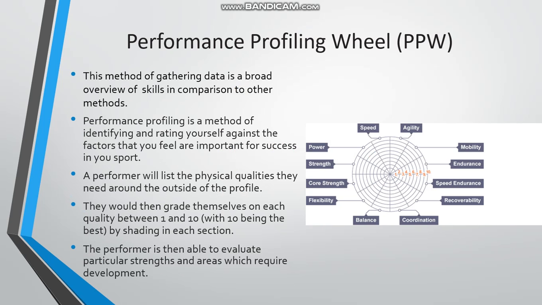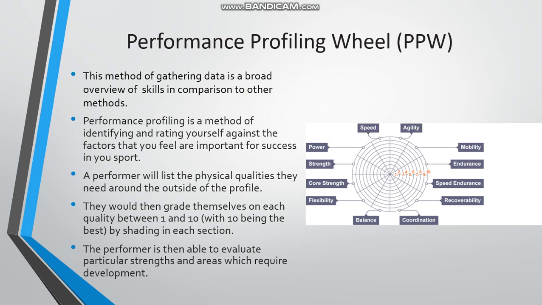So here, to begin with, you can see on the right is the performance profiling wheel. You might have seen it before, but maybe with something different on the outside, like mental factors. But this is physical factors around this one on the right. This method gives you a broad overview of the different sub-factors within the specific factor, whichever one you choose. So it's a method of identifying and rating yourself against the factors that you feel are important for success in your sport. The performer who's doing this will list physical qualities around the outside of the wheel. And when you complete it, it goes from 1 to 10.